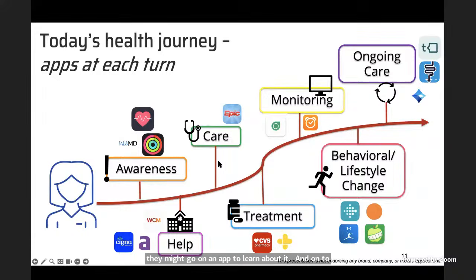And then on to care, using a telehealth platform to see their healthcare professional for guidance. And on to treatment, apps such as GoodRx, where users can find the best cost for certain medications. And then on to monitoring, behavior and lifestyle change, and ongoing care apps. These are apps that can help people manage their conditions between office visits, which we know is so incredibly important because most people aren't spending a lot of time at the doctor's office. So this is so important when we consider that there are apps at each step of that patient journey.